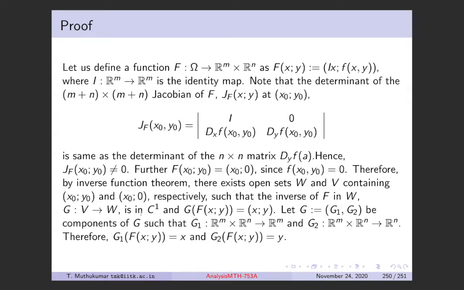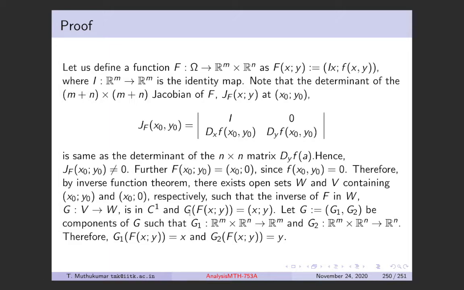Now this G is a map from V to W, where G is a map from a domain sitting in Rm cross Rn to Rm cross Rn, right? So G also can be seen as two components, where the first component is an m tuple, the second component is an n tuple, right? So G1 is the m tuple, G2 is the n tuple. So G of F of x, y is G of x, y, because this is the inverse. They are inverse to each other.